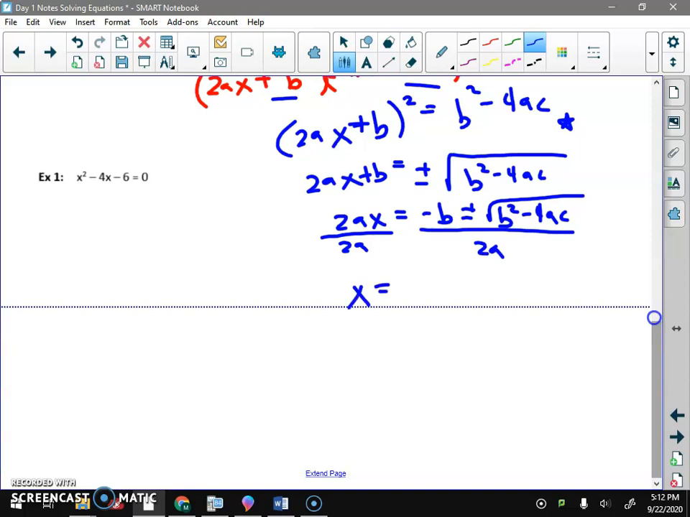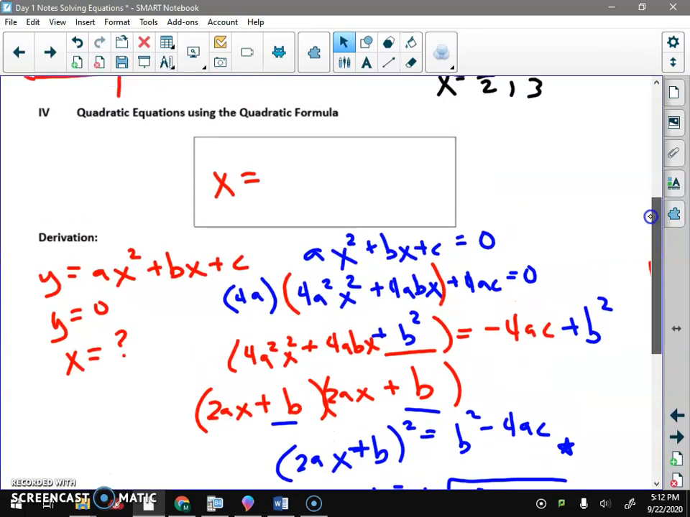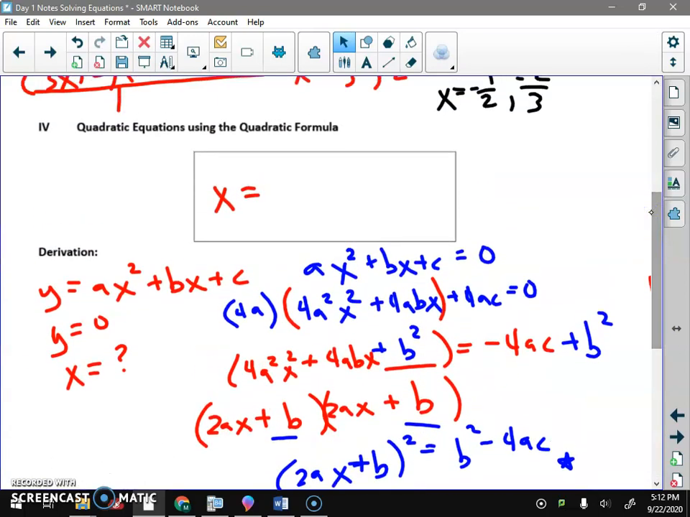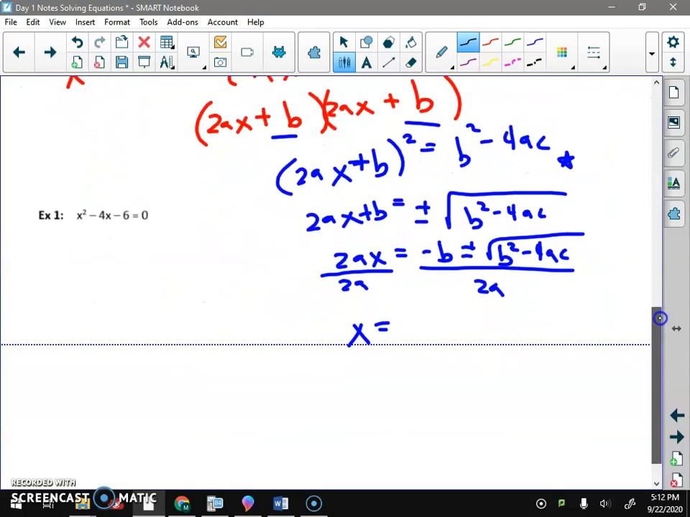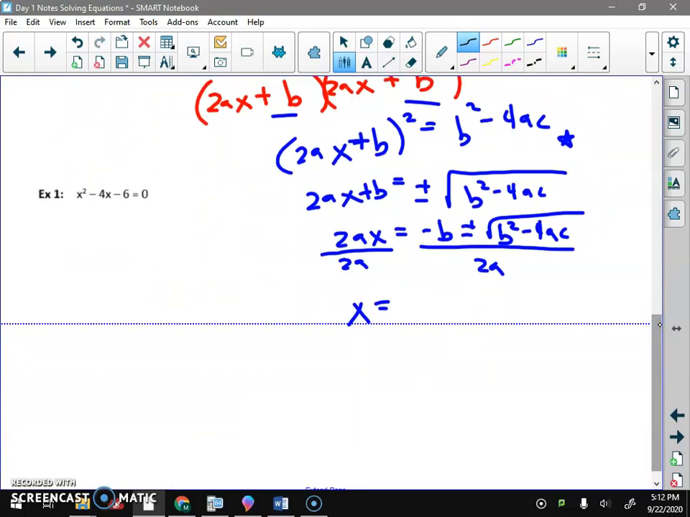We derived it. We can use it. Let's go fill it up in the box. x equals the opposite of b plus or minus the square root of b squared minus 4ac all over 2a. That works to solve every quadratic equation, no matter what the a, b, and c coefficients are. That's why some people love it. Others, there's a time and a place. That's me.